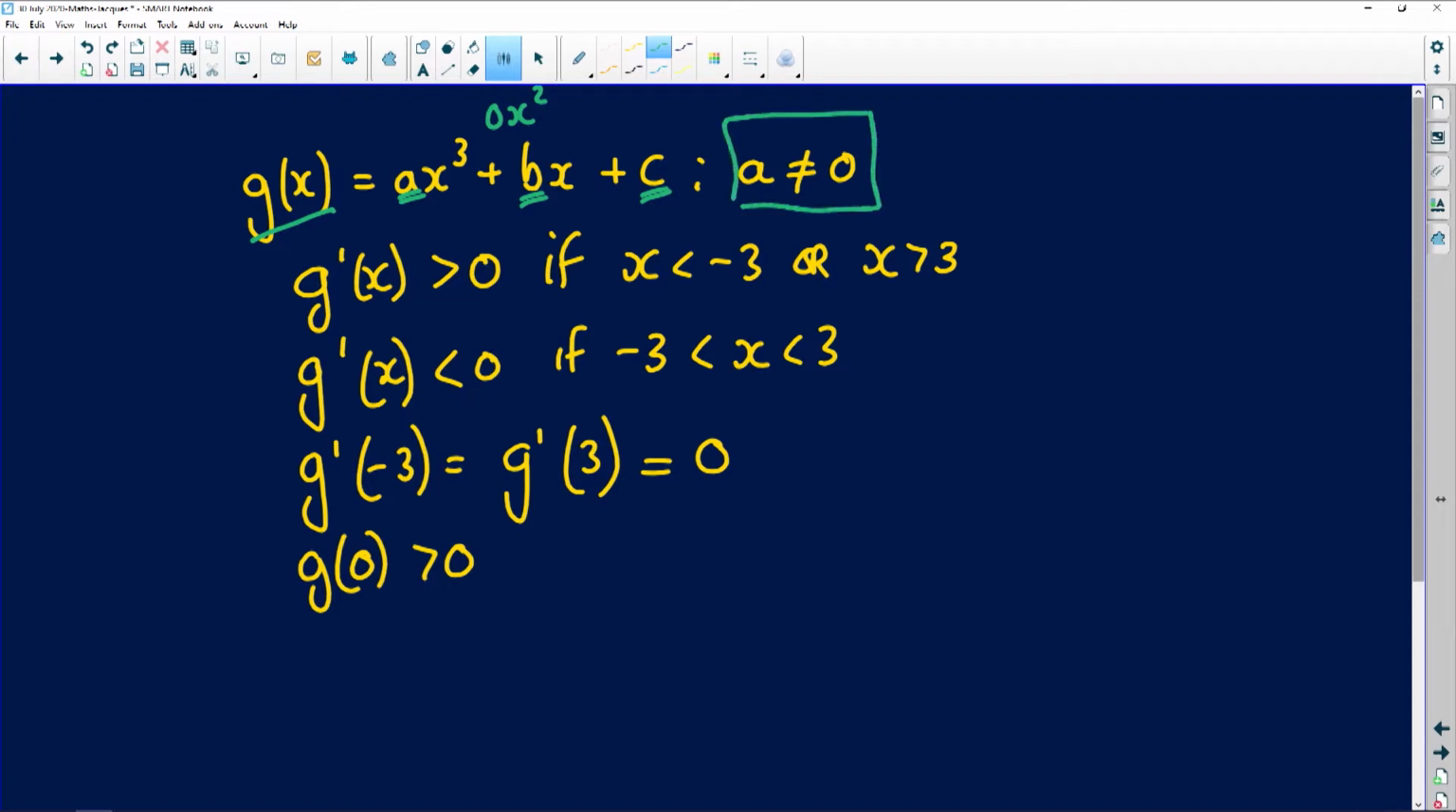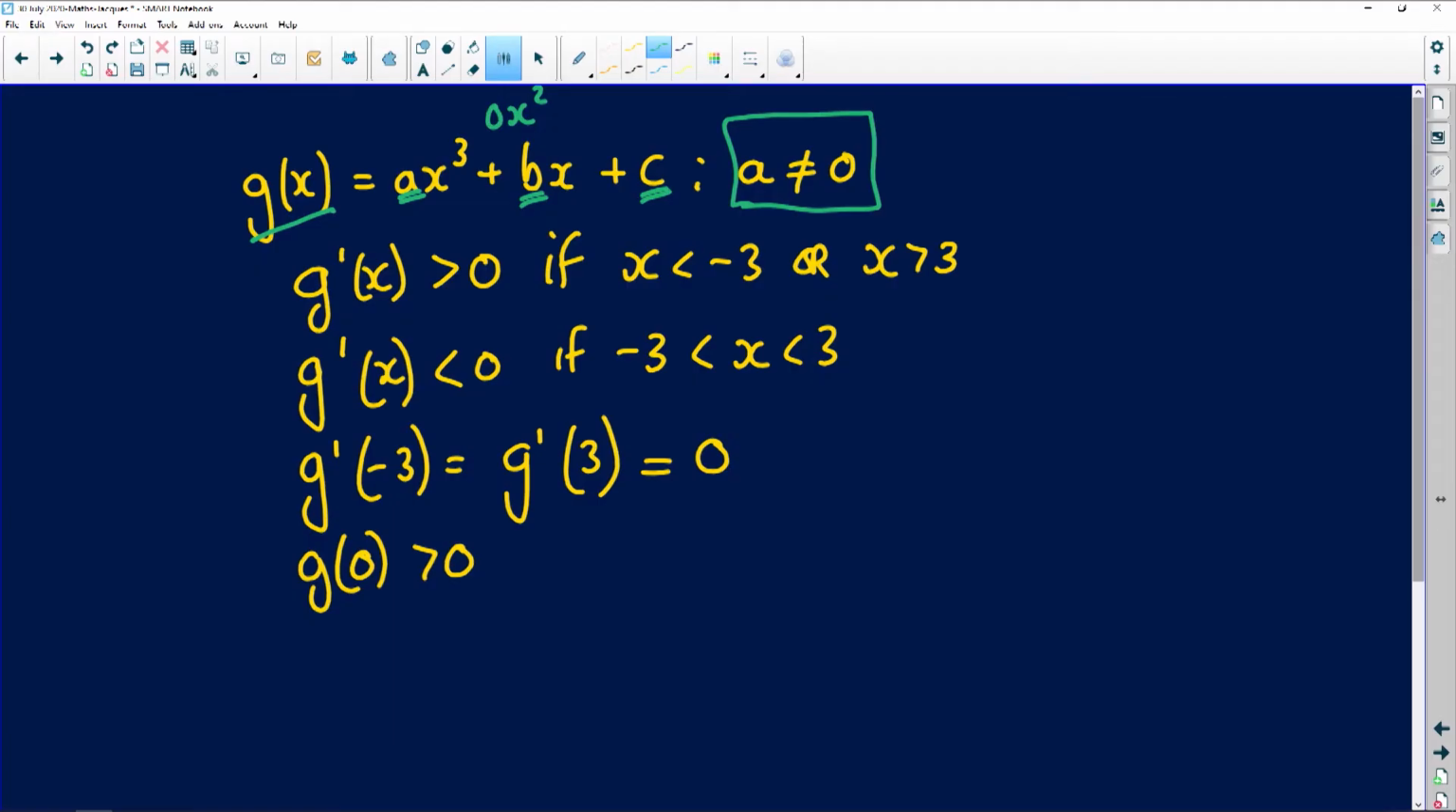The reason why they told us a cannot be 0 is because this needs to remain a cubic. If a was 0, just imagine you'll be left with bx plus c, which is a line. So a is not 0 because it remains cubic. So let's quickly run through what this is saying.